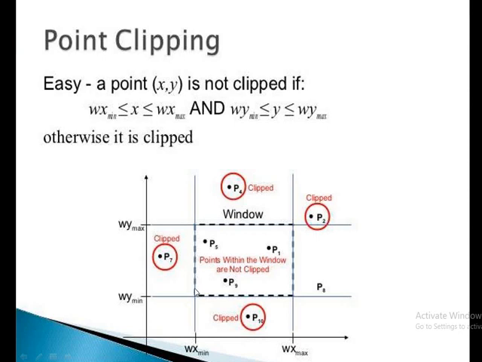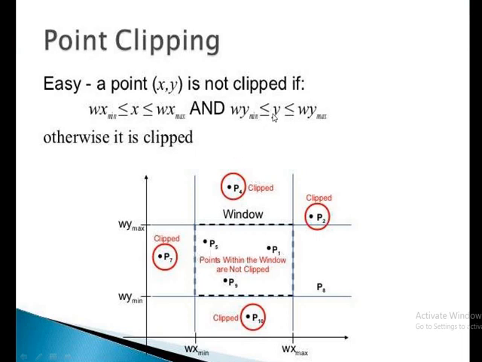So a window is defined by the left boundary, that is wx min, the right boundary, that is wx max, then the top boundary, that is wy max, and the bottom boundary, that is wy min. So every clipping window has four boundaries, and a point is not clipped if its x coordinate is greater than wx min and less than wx max. So that means it lies somewhere in between the left and the right boundaries.